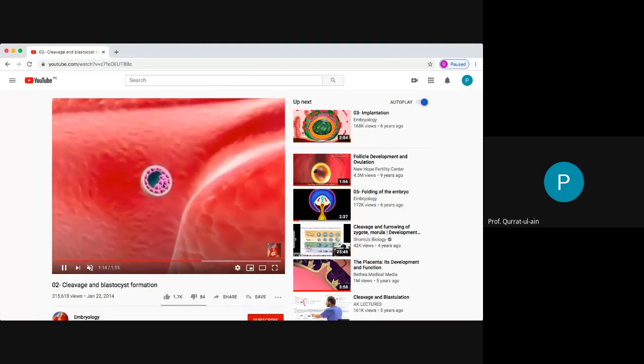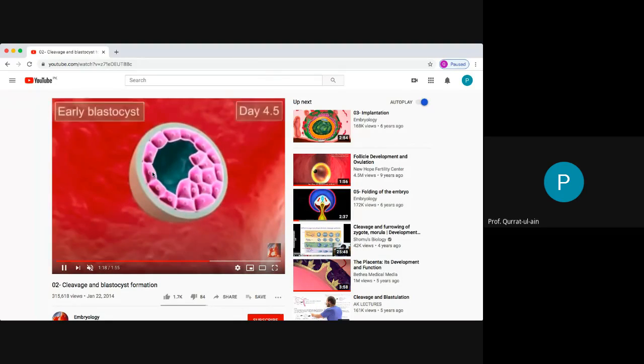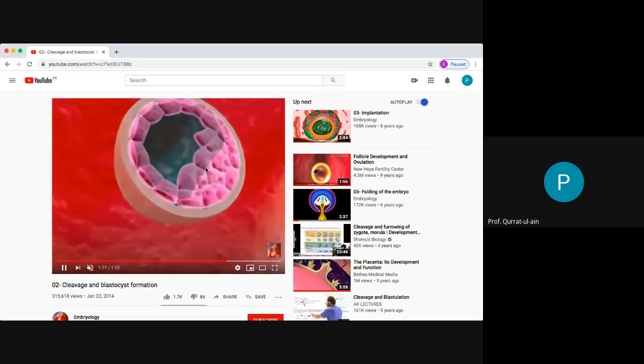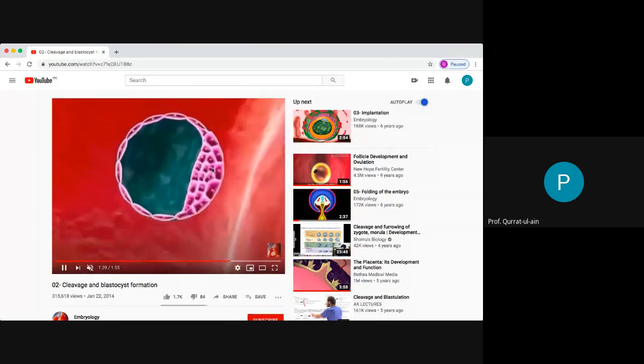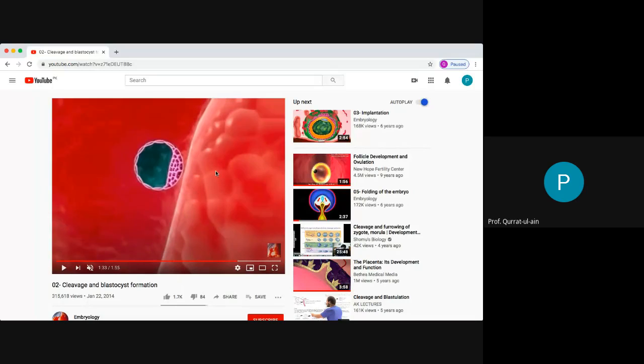as it moves in, the zona pellucida thins out, and a cavity is created with formation and alignment of the cells: the blastocyst cavity, the outer cell mass, the trophoblast, and the inner cell mass, the embryoblast. And now it is going to attach itself to the uterine wall.